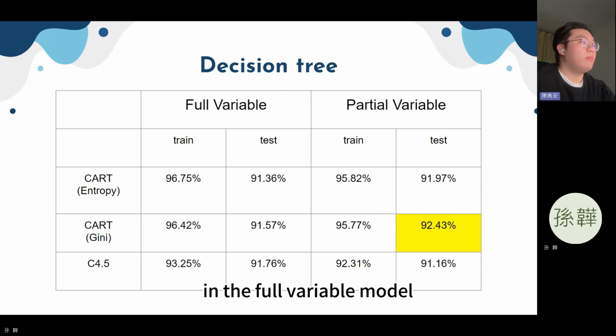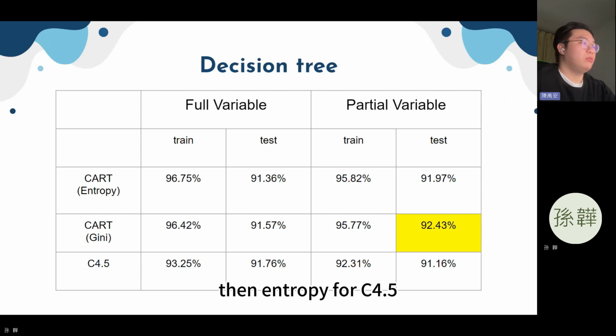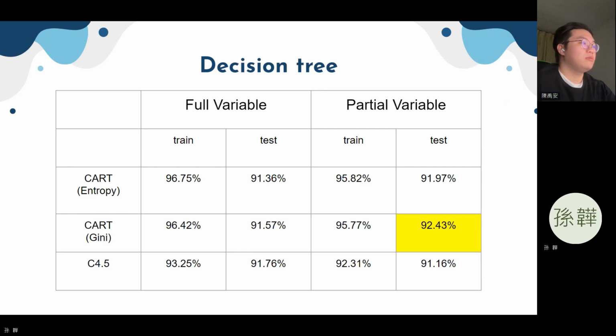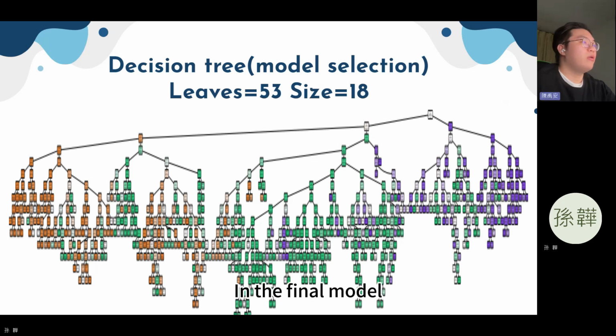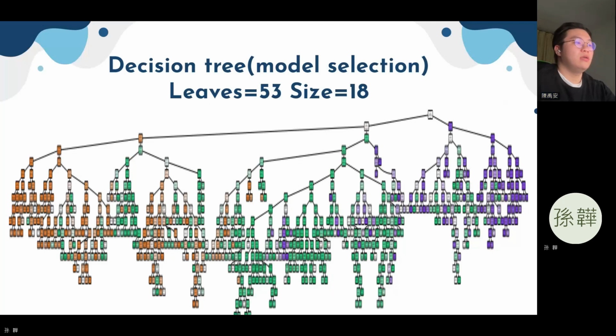In the 4 variable model testing, with the same range, Gini slightly outperformed entropy. For C4.5, the best parameters are c equal 0.25 and m equal 7. Test accuracy is 91.76%. Comparing the 2 models, the partial variables model had higher accuracy. In the final model, there are 53 leaves and the tree size is 18.